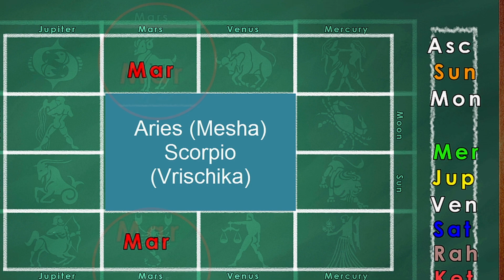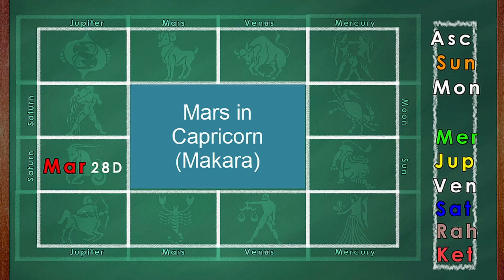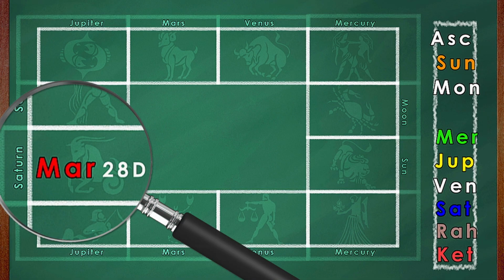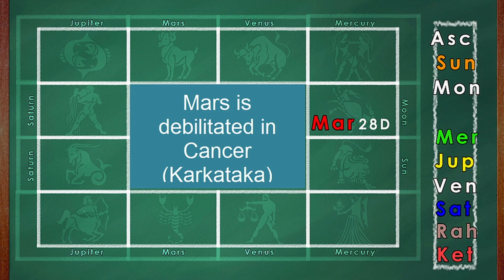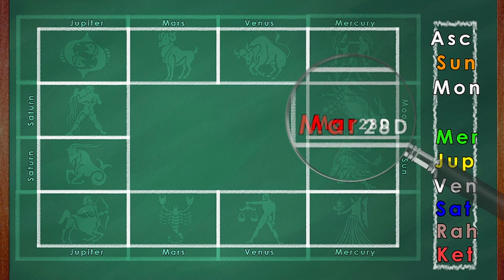To use this information, you require two charts. The first one is, of course, the basic chart, the Rashi chart, and the next one is the Bhava chart. From the Rashi chart, you get to know whether Mars is in its own sign or exalted, deep exaltation, which is Capricorn 28 degrees, or deep debilitation, which is 28 degrees Cancer.